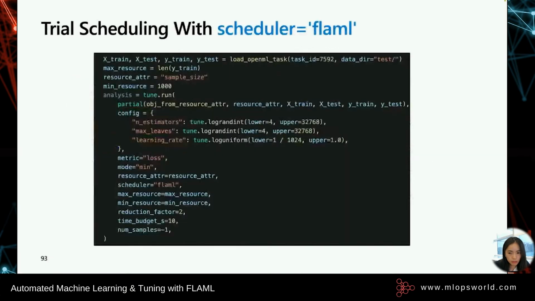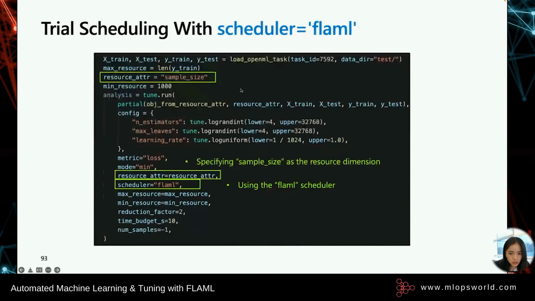Now let's see how to use the FLAML scheduler in Tune. The first important thing is to identify a resource dimension based on how to do multi-fidelity evaluation. For example, here the data sample size is used as a resource attribute, as a resource dimension. And then you need to specify the min resource, max resource, and the reduction factor. Here I'm using a min resource of 1,000 data samples.